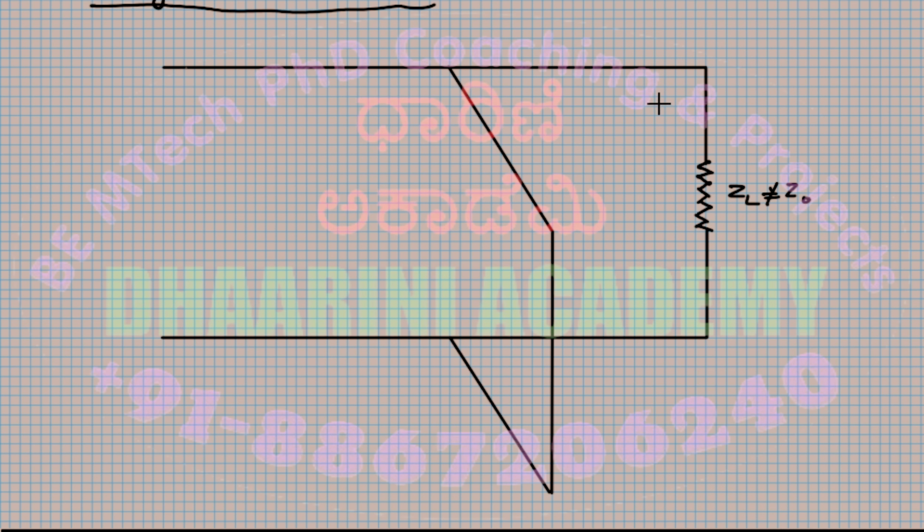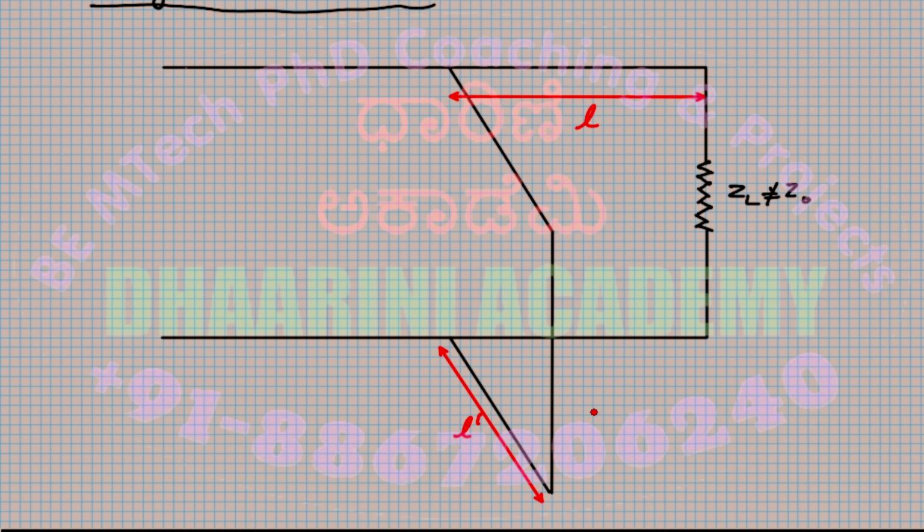So first thing is that I want to measure this distance. That distance I denote as L, the position of the stub from the load. That's the first thing. And the second parameter which I want to measure is this distance from here to here. So that is what I want to calculate. Let's denote that as L dash.